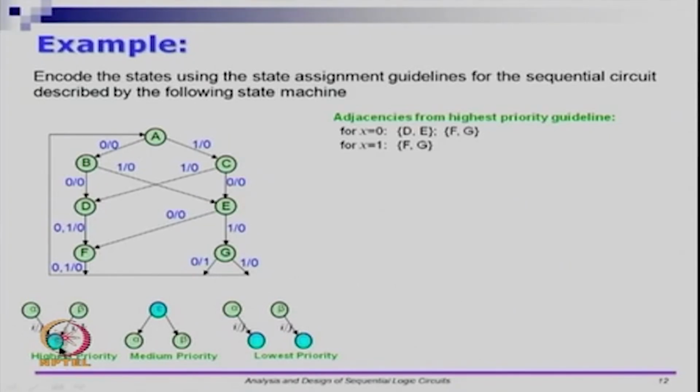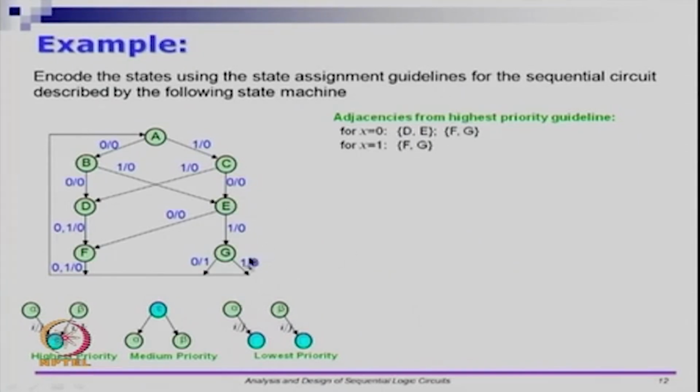The highest priority guideline says: are there two states which are coming into the same state? So you look at x equal to 0, and check whether there are states where you are coming in with x equals 0 itself. D has an input with x equal to 0 and F has an input with x equal to 0, G has no input with x equal to 0, E seems to have something with x equal to 0, C does not have, B seems to have something, and so on. If I have two different states converging into the same state, let us look at D and E. Both D and E on 0 go to F. So we would like D and E to be neighbors of each other.